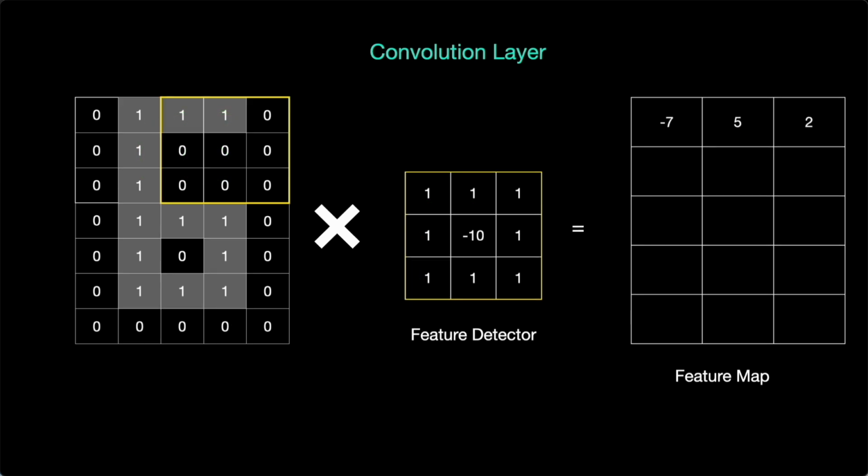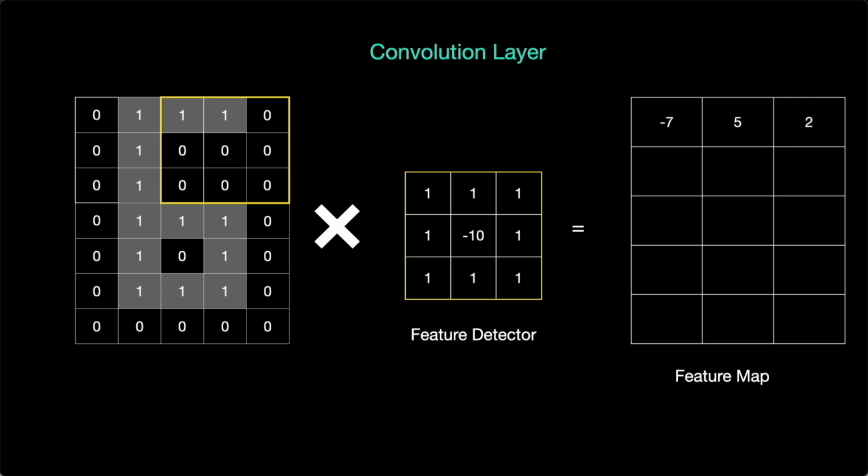Now we will move further. You can see that the filter is moving one step at a time. Every time it moves, it performs the same multiplication and summation process. So on this window, the value is 2. Now this is our first row, -7, 5, and 2. This shows that some part of the image matches the pattern very strongly, while others do not. This is how CNN begins to see the structure inside the image.